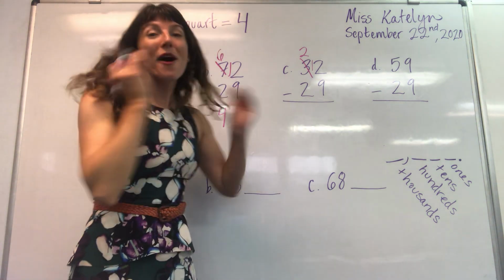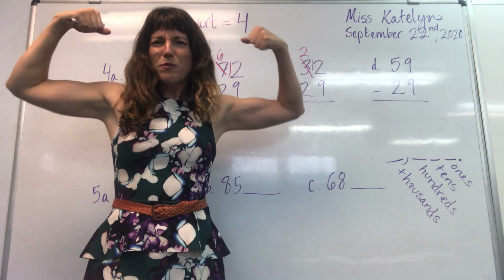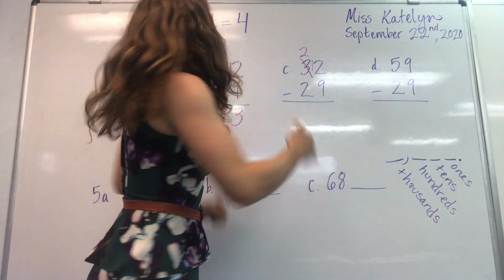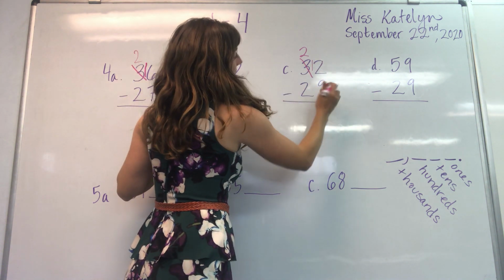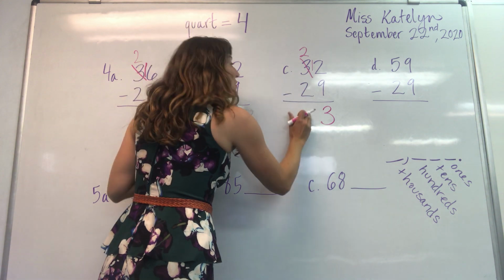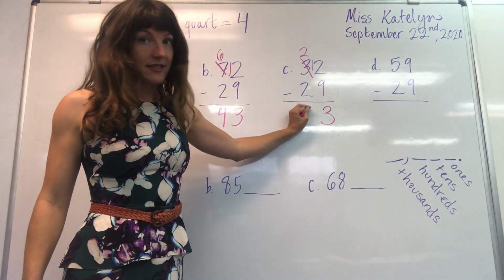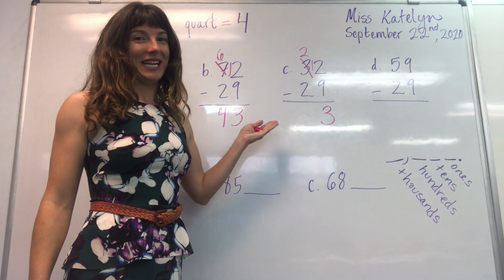Now, 12 minus 9 can be done because the top number is bigger than the bottom one. And remember, 12 minus 9 is 3, so we're going to do 12 minus 9 is 3. And 2 minus 2 is 0. We do not place zeros in front of numbers. So our answer is 3.